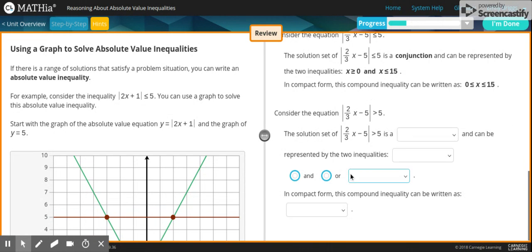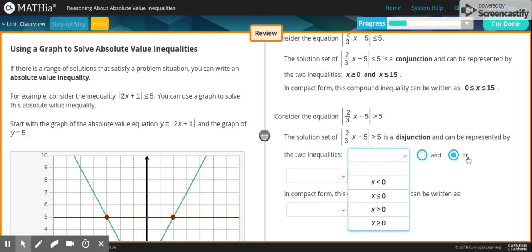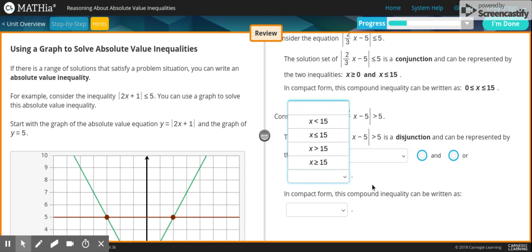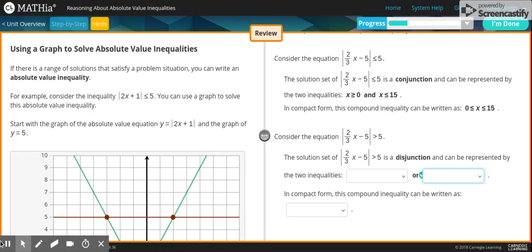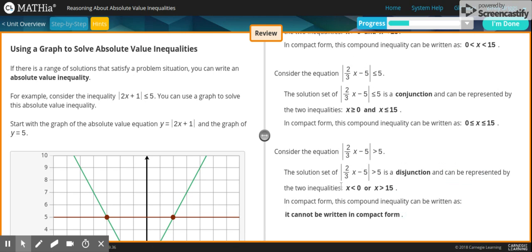So consider the equation again, and it is a disjunction this time because it has the arrows, or the mouth, going towards the absolute value signs. Because it gives you the same options for the zeros and the same options for the 15s, we know that a disjunction uses the word or. So the two inequalities are x is less than 0 or 15 is less than x.